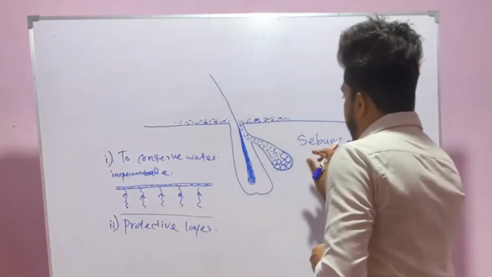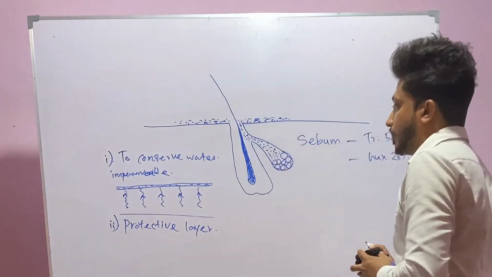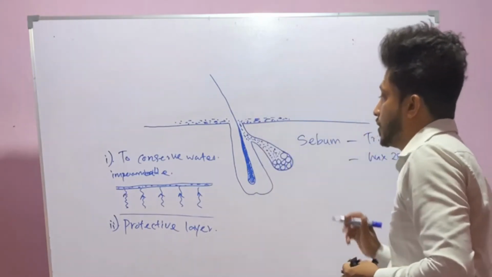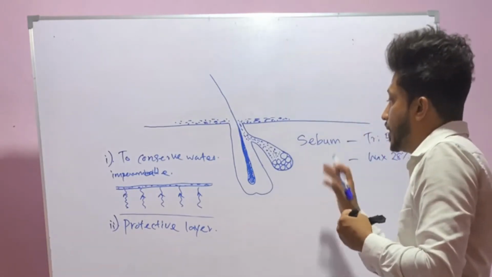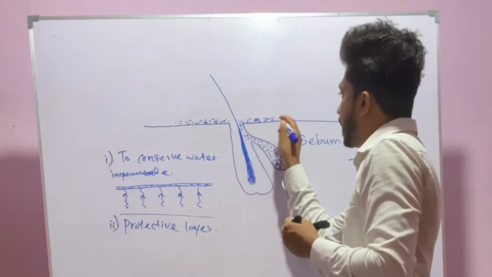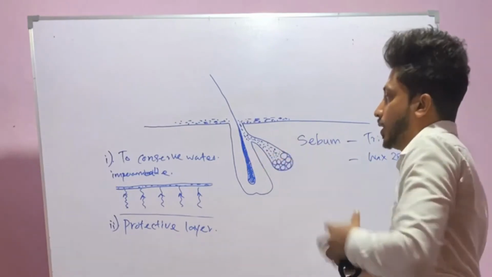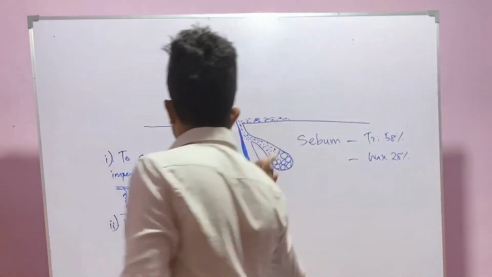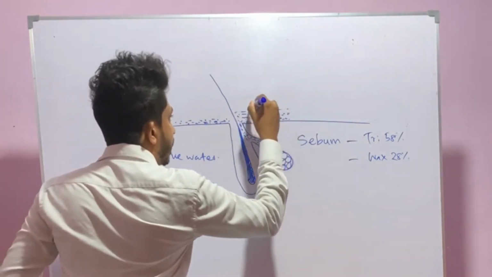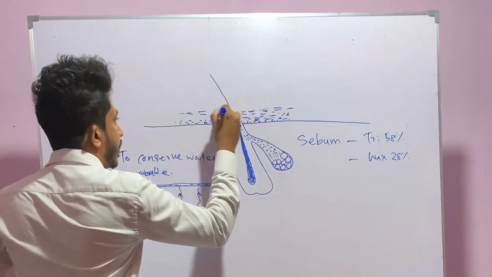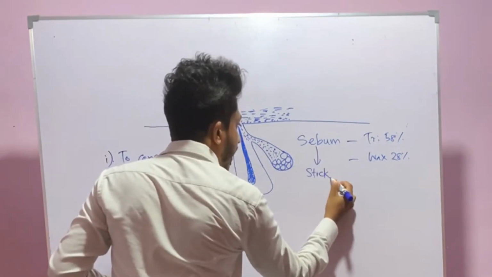But if we produce excess sebum, which exceeds the required amount, it gets collected on the top of our skin like this. Actually, sebum is a very sticky one.